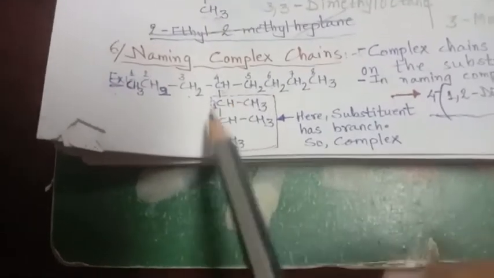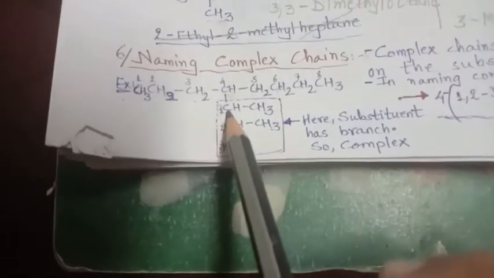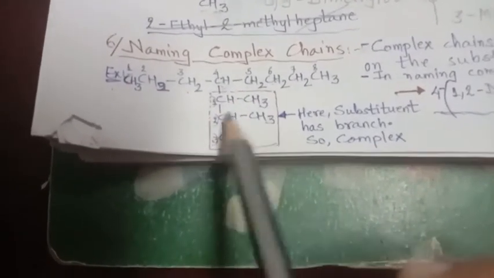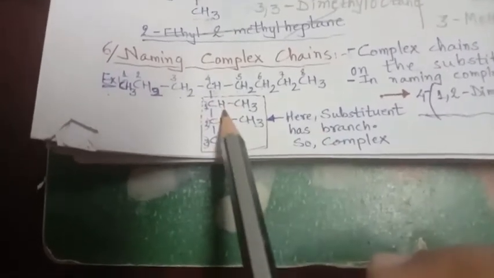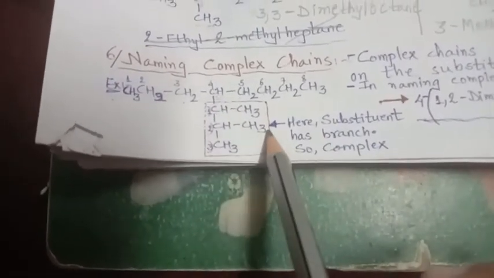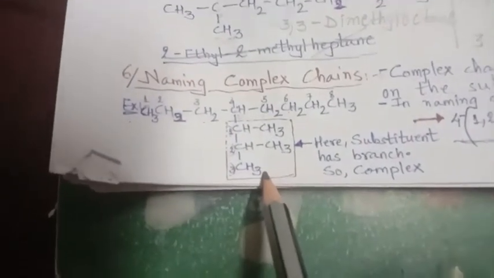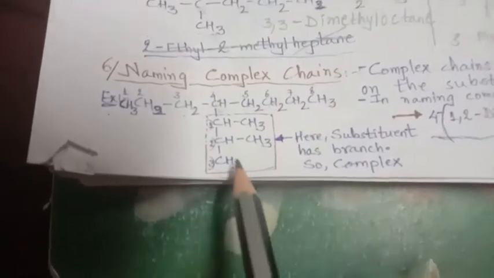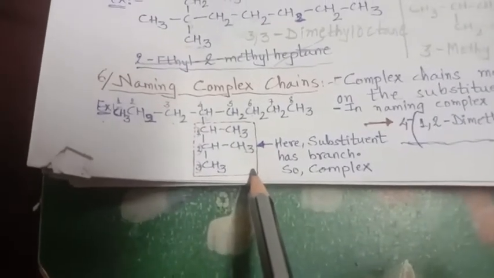Now see here on this 4th carbon this is the attachment. But even this attachment is not just straight. It is also having a branch, right? So here the substituent is there and the substituent is also having a branch. So this complete thing is considered a complex substituent. First the complex chain is given a name and then the parent chain. And this complex chain is given in a bracket.